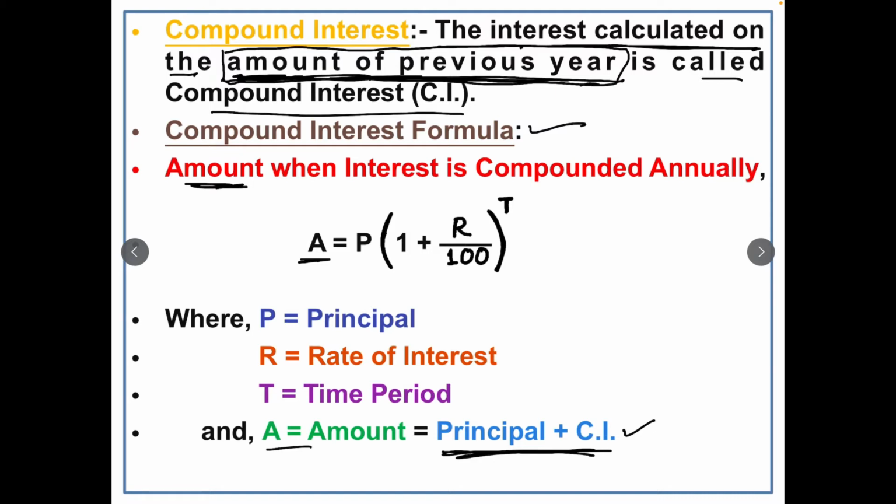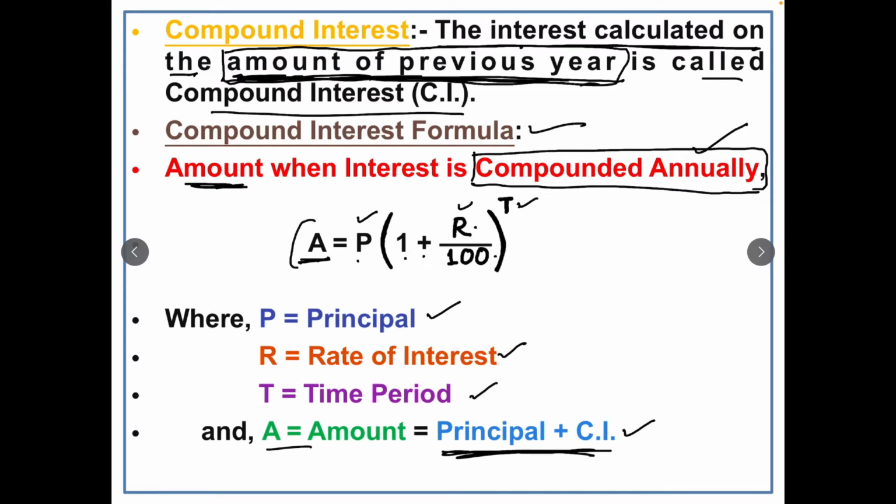Okay, so amount when interest is compounded annually. In every question or every situation, you will be given whether the interest is compounded annually, half yearly or quarterly. So if the interest is compounded annually, in that case the formula will be A equals P bracket 1 plus R divided by 100 bracket close power T. Okay, here P stands for principal amount, R stands for rate of interest, and T stands for time period, while A is the amount which is given by the principal amount plus compound interest.